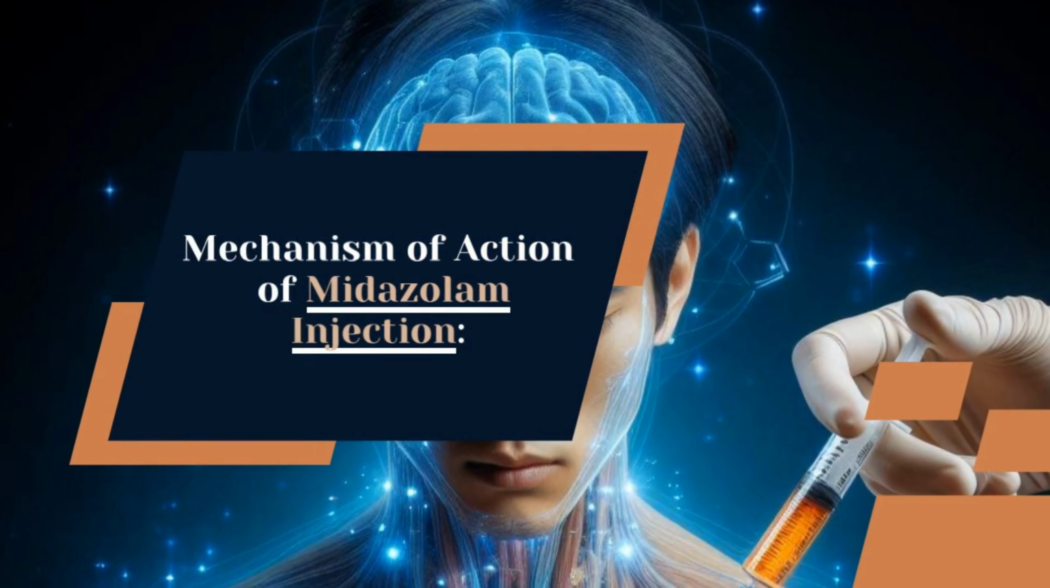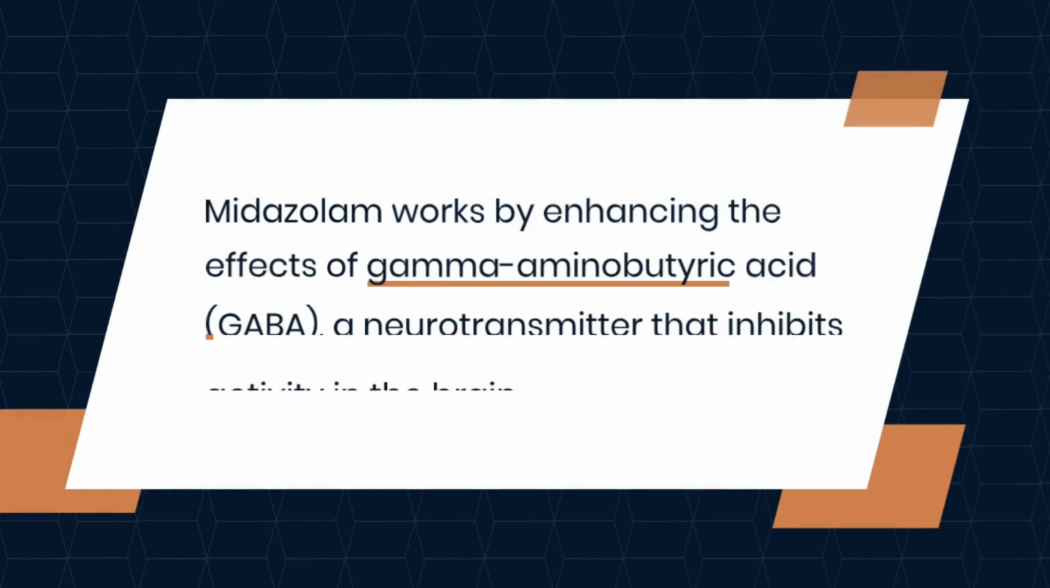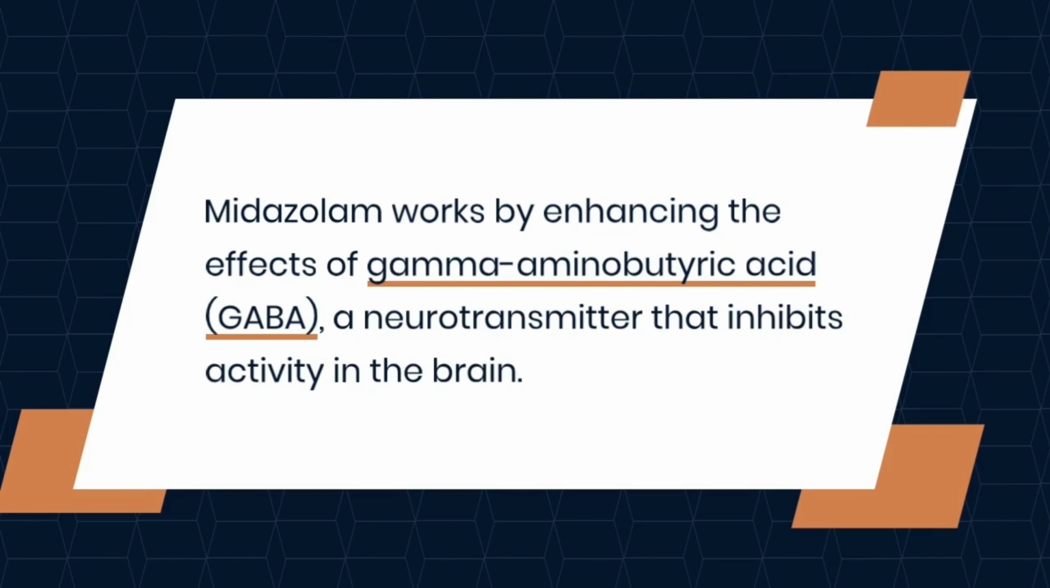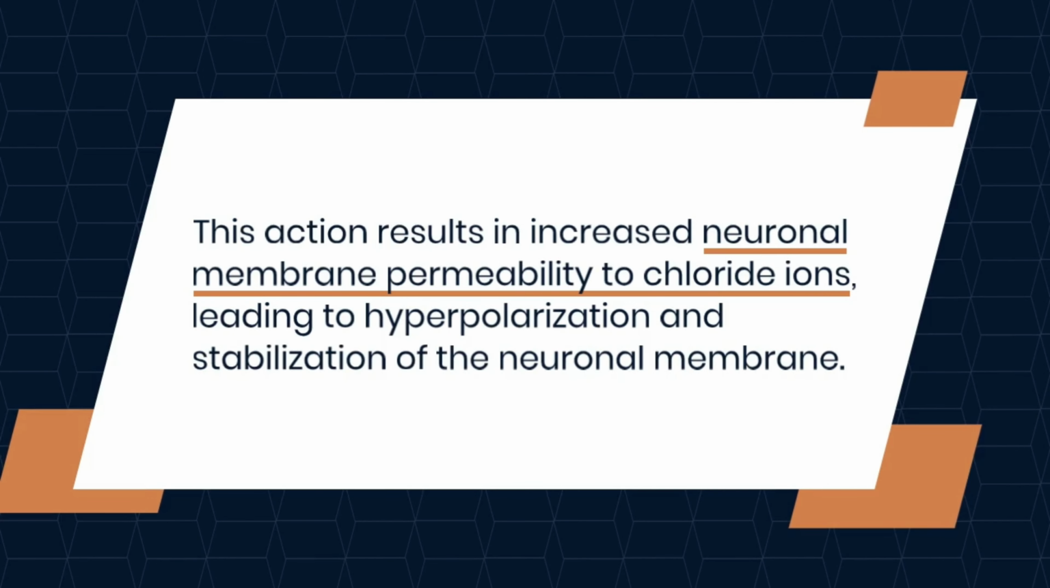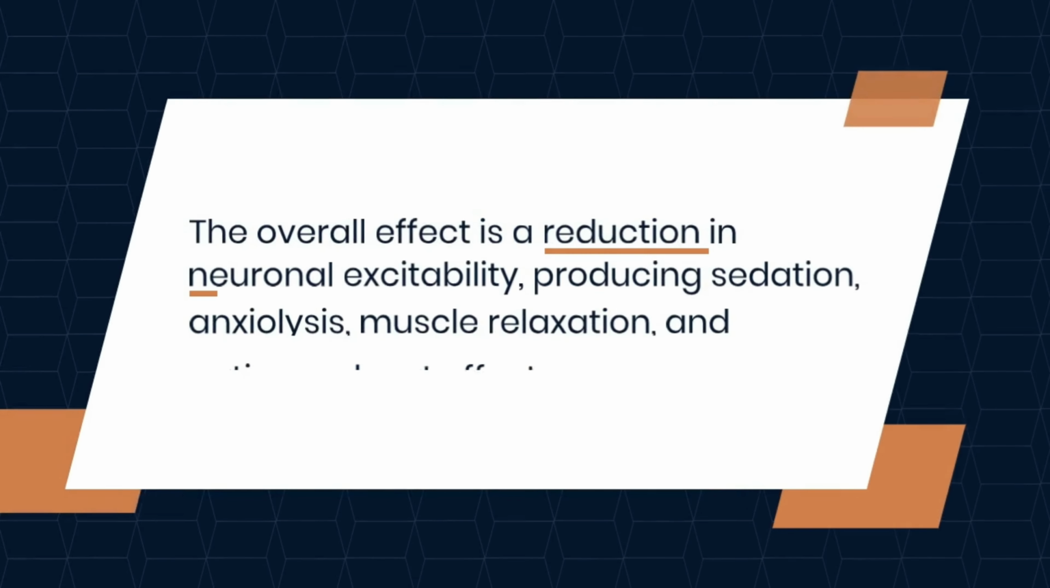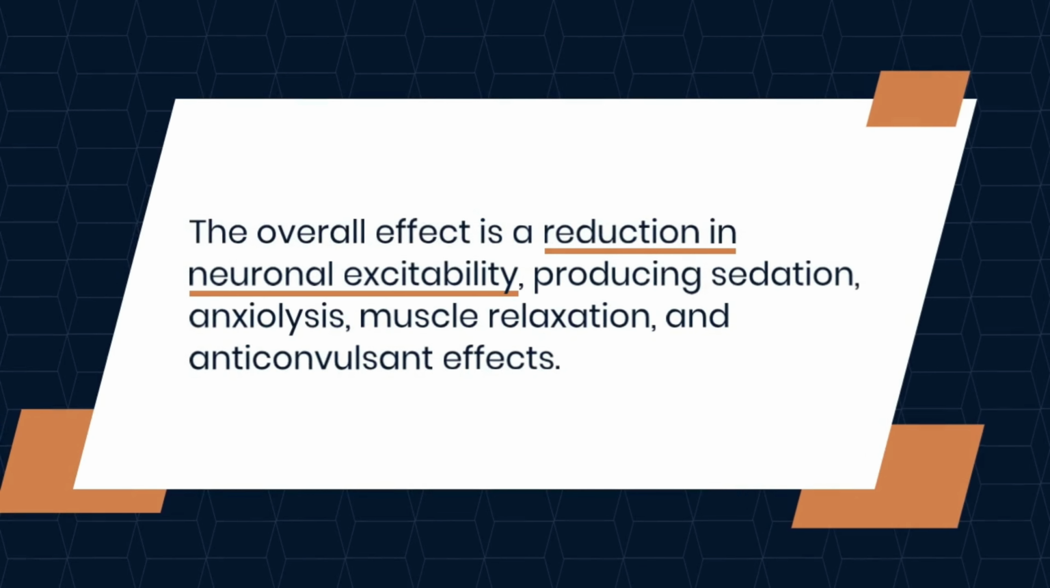Next, mechanism of action of midazolam injection. Midazolam works by enhancing the effects of gamma-aminobutyric acid, a neurotransmitter that inhibits activity in the brain. Specifically, midazolam binds to the GABA-A receptors, increasing the efficiency of GABA binding to its receptor. This action results in increased neuronal membrane permeability to chloride ions, leading to hyperpolarization and stabilization of the neuronal membrane. The overall effect is a reduction in neuronal excitability, producing sedation, anxiolysis, muscle relaxation, and anticonvulsant effects.